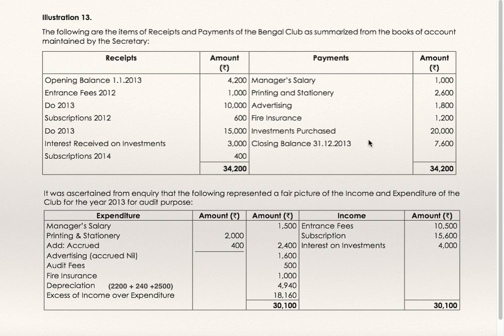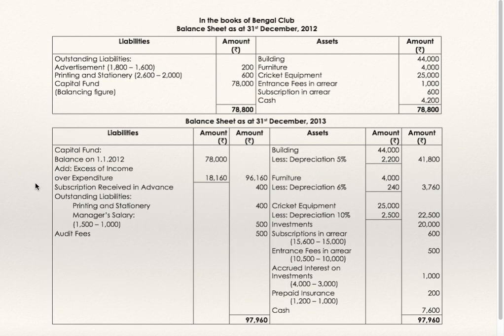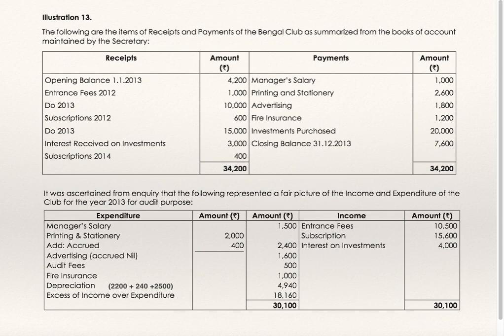Audit fees were not there on the payment side. That means the entire audit fee was outstanding. You will find it on the liability side of the closing balance sheet. Outstanding audit fees 500. Depreciation, we have already seen as a deduction from assets in the closing balance sheet. Excess of income over expenditure 18,160. This you will get in the closing balance sheet.